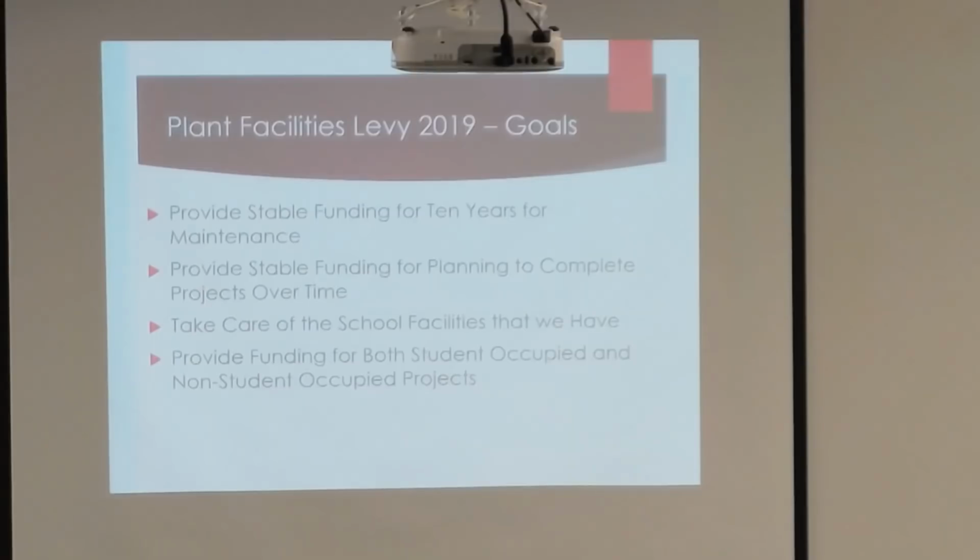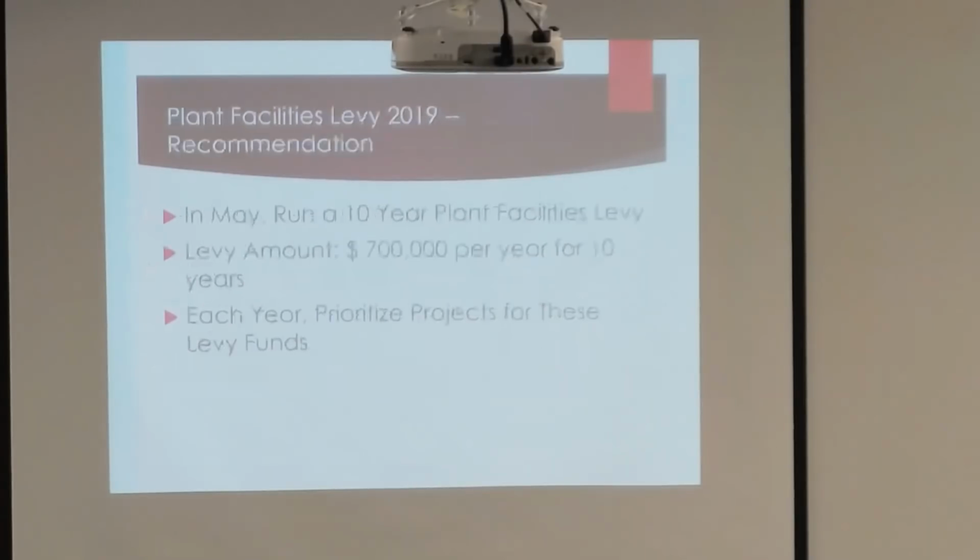We have some projects. I think Mr. Erb has mentioned that we've got some projects up at our bus garage that we just need to do to maintain that facility. So this would provide some funds for that planning. So the recommendation is in May to run a 10-year plant facilities levy. Levy amount at $700,000 per year for 10 years, and each year prioritize projects for these levy funds.